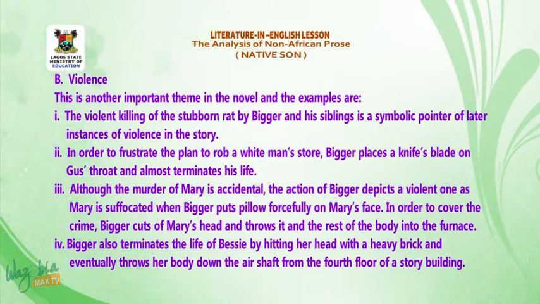3. Although the murder of Mary is accidental, the action of Bigger depicts a violent one, as Mary is suffocated when Bigger puts a pillow forcefully on Mary's face. In order to cover the crime, Bigger cuts off Mary's head and throws it and the rest of the body into the furnace. 4. Bigger also terminates the life of Bessie by hitting her head with a heavy brick and eventually throws her body down the air shaft from the fourth floor of the story building.